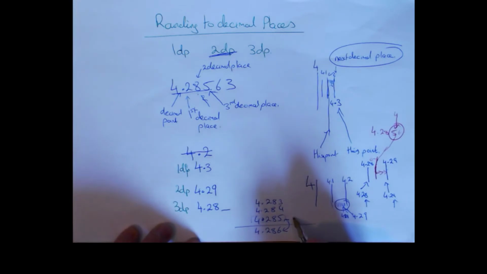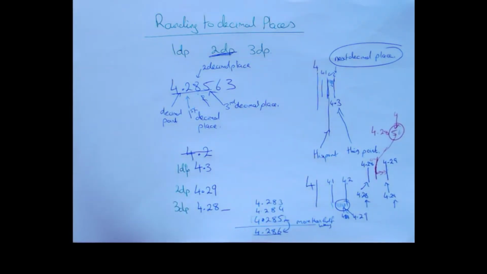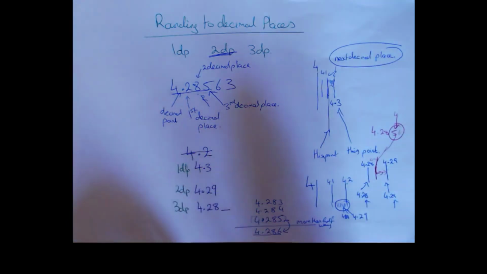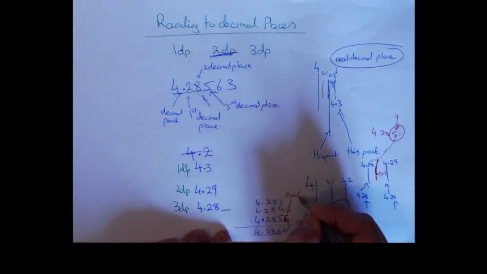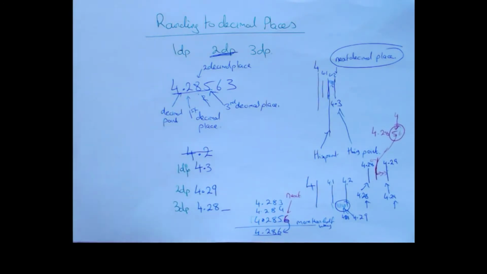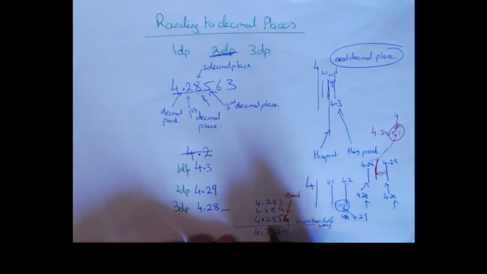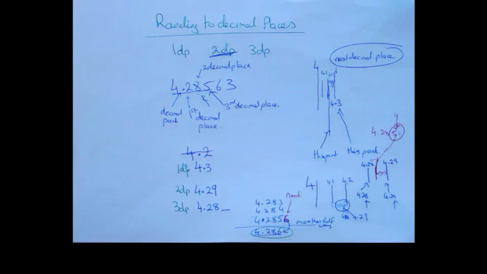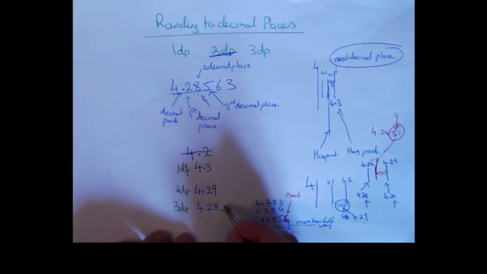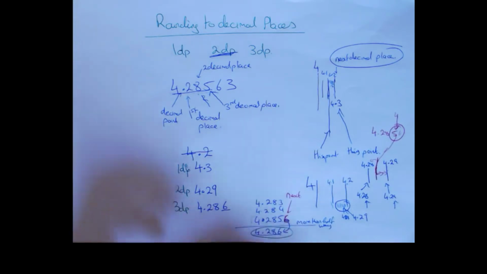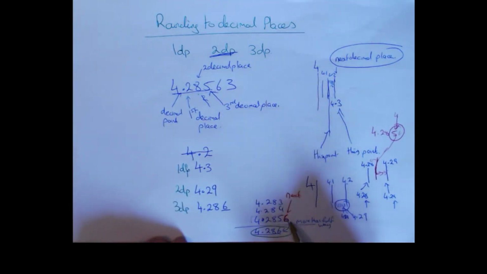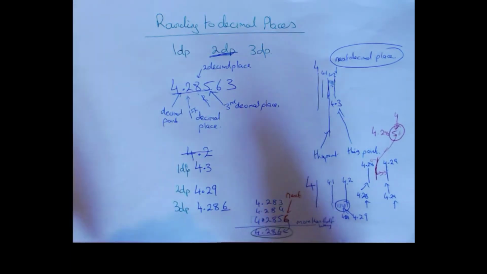If we've gone more than halfway, we know that we change to 4.286. How do we know that we've gone more than halfway? We look at the next decimal place. If the next decimal place is 5 or bigger than 5, then we go on to the next number. So it's 4.286. We want to know, was it 4.285 or 4.286? We look at the next decimal place. It's 5 or more. So we go on to the next decimal place.